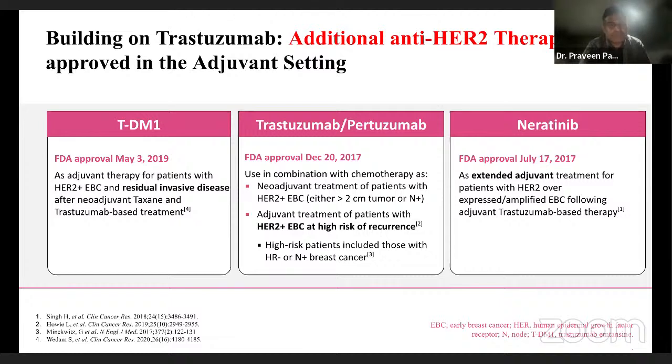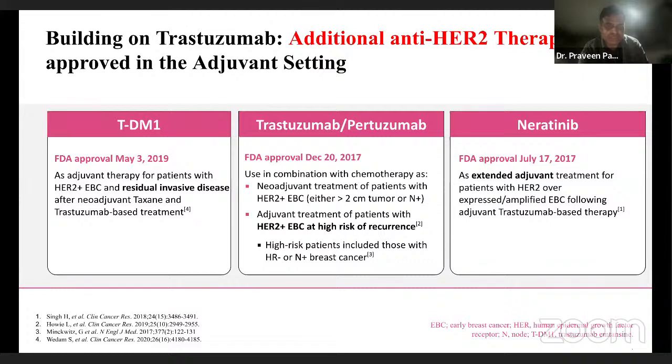So in the adjuvant setting, for patients who are at high risk of recurrence, whether they got the PCR, received the neoadjuvant therapy, or had upfront surgery, there are 3 drugs that can be used at some point. It depends upon whether the patient had upfront surgery or received neoadjuvant chemotherapy. TDM1 got approval in May 2019 for patients who received neoadjuvant chemotherapy and have residual disease. Trastuzumab and pertuzumab are based on the APHINITY trial.